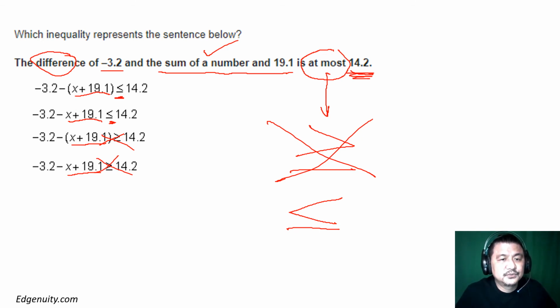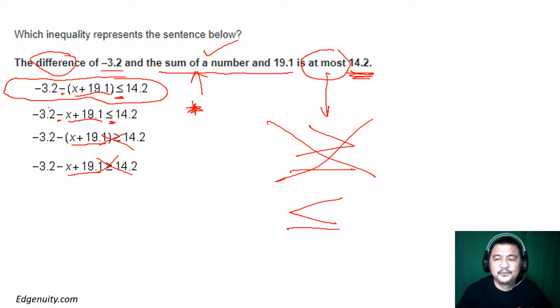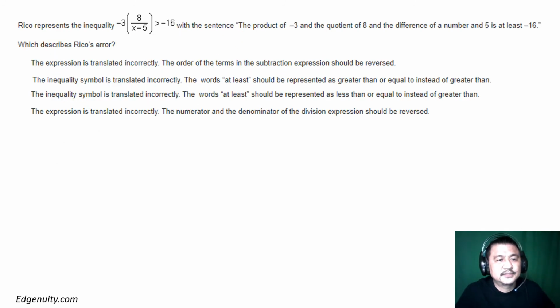Negative 3.2, the difference. So that shows difference. But the only thing that makes this correct is that, should I subtract first or add first? The parentheses, the sum, this one's very important. You need to add first. That's why including the parentheses makes it correct. So that's number one. Let's try this.